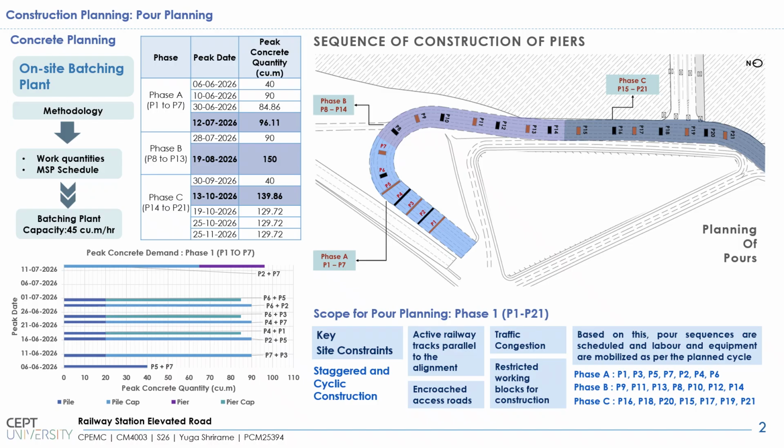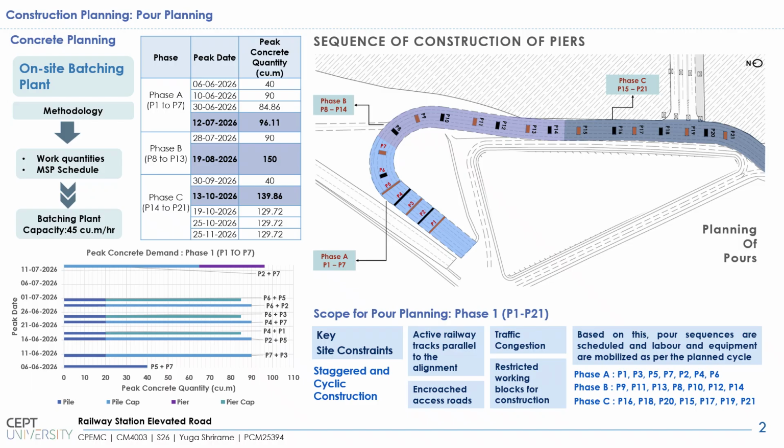Based on this, for the concrete planning, an on-site batching plant is proposed by us, wherein based on the work quantities and the MSP schedule, a batching plant of 45 cubic meters per hour is proposed. This table shows a synopsis from the MSP, wherein we have identified the peak dates for phase 1, phase 2 and phase 3. Among all the phases, the peak concreting demand comes in phase 2, from P8 to P13, around the 19th, with a peak concreting quantity of 150 cubic meters.